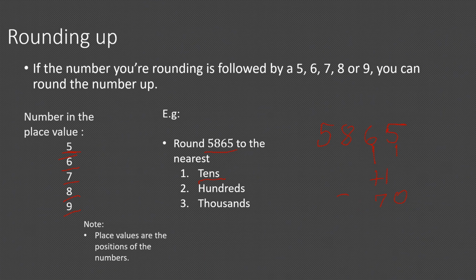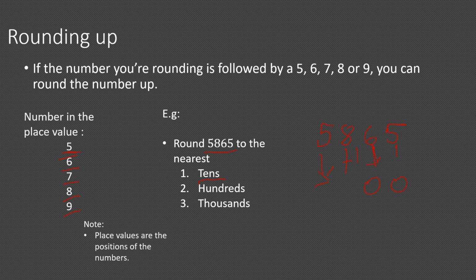The next one is rounded to the nearest hundreds. The place value for hundreds is at 8. Now we look at the number that follows the place value of hundreds, which is 6. Again, 6 is inside the range of 5, 6, 7, 8, or 9, where we can round up. So we add 1 to 8, which makes it 9. Then we make 6 to be 0, and we also make 5 to be 0.